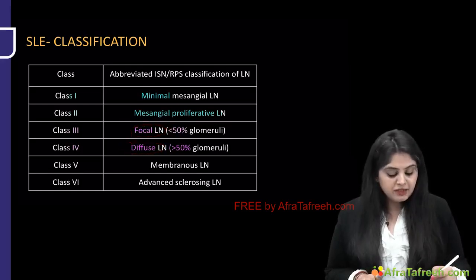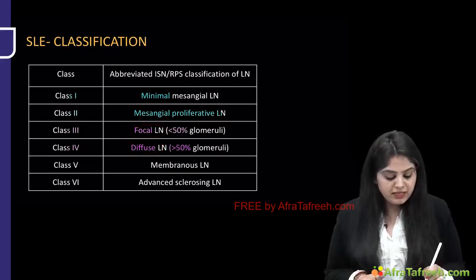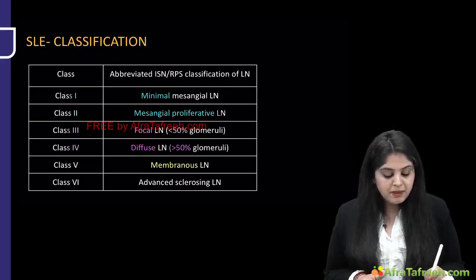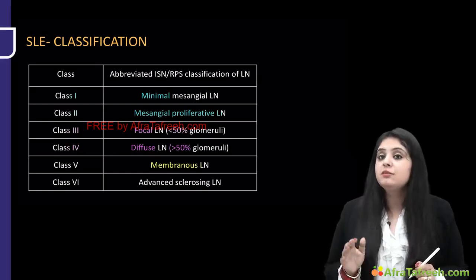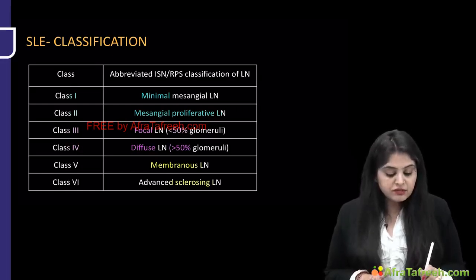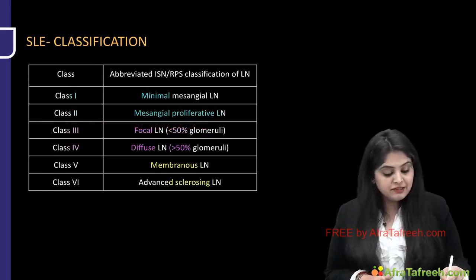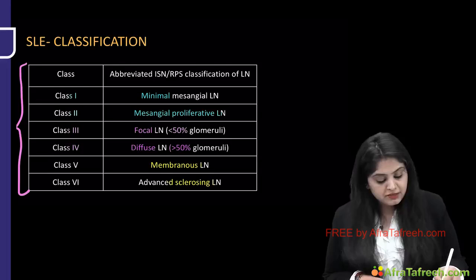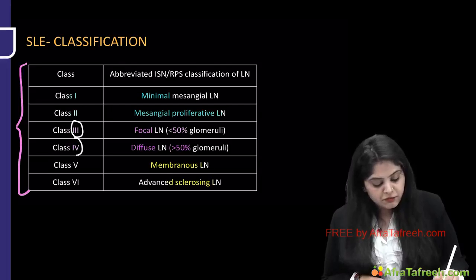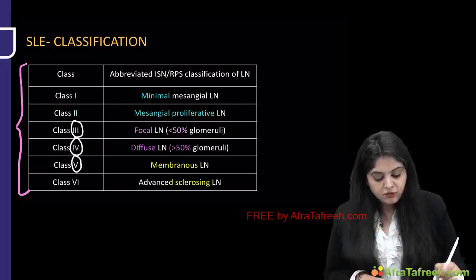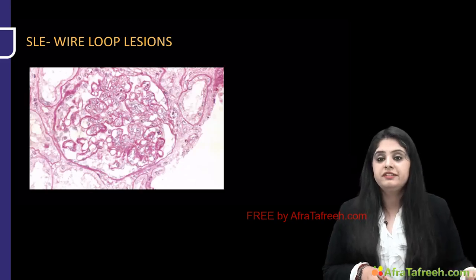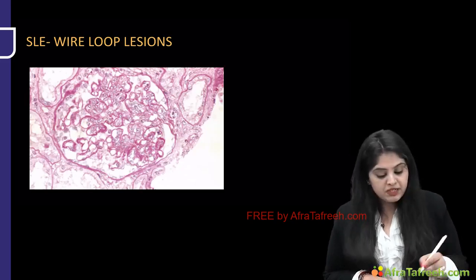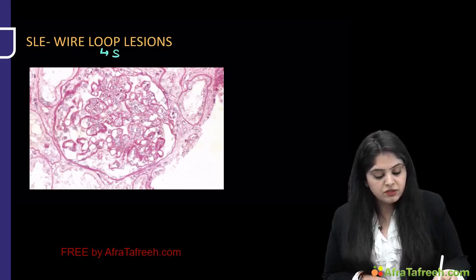And finally, class 5 and 6. Class 5 is membranous, which means the membrane is thickened, and 6 is the most advanced one, when sclerosis has happened. These are the 6 classes that you have, and now I can tell you, out of these, in class number 3, 4 and 5, we see one of the most characteristic lesions of SLE, that is the wire loop lesion. Firstly, I'll tell you in which classes you see them: class 3, 4 and 5.